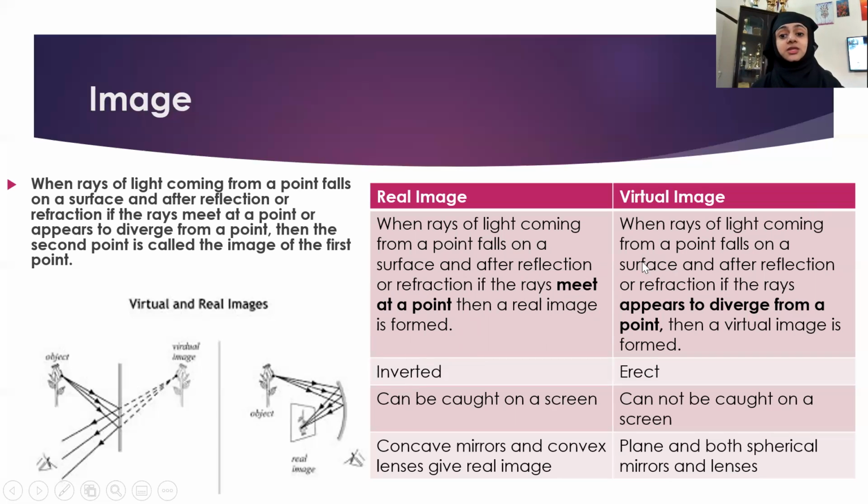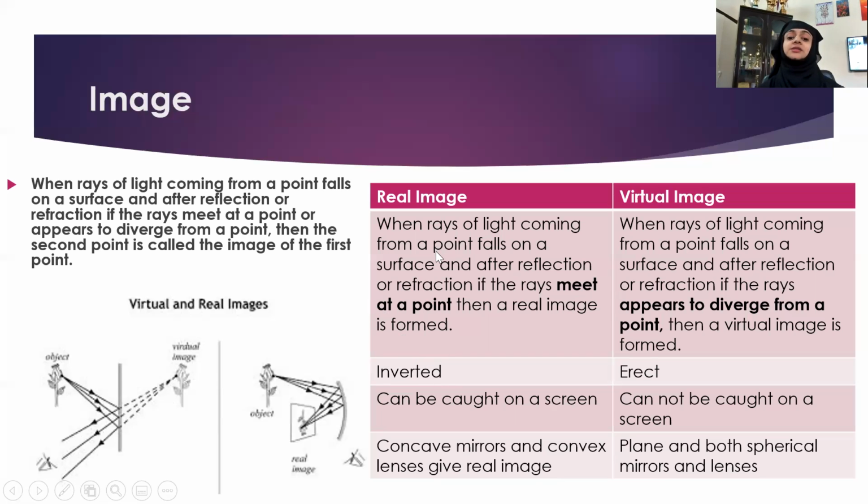And when rays of light coming from a point fall on a surface and after reflection or refraction, if the rays appear to diverge from a point, then a virtual image is formed. Like here, after reflection, when we look from here, they appear to diverge from a point. Therefore, a virtual image is formed here.